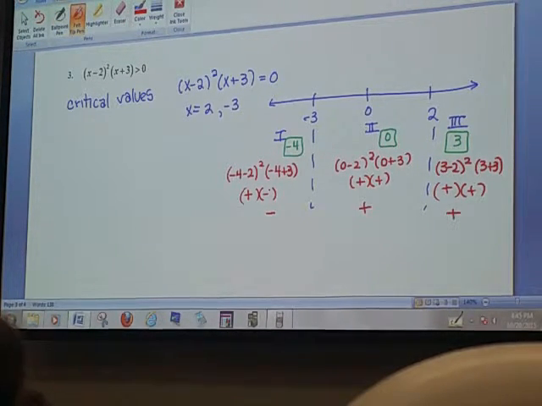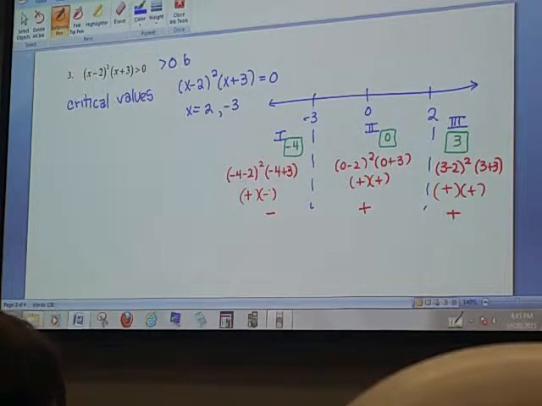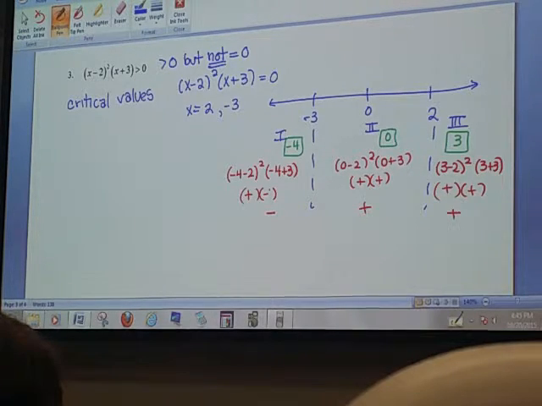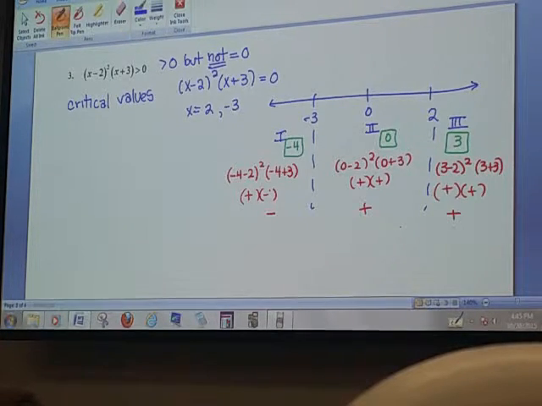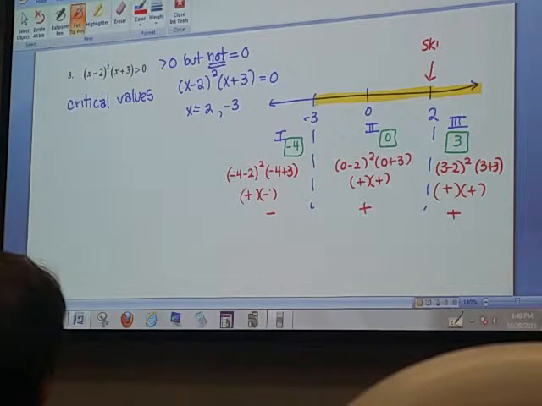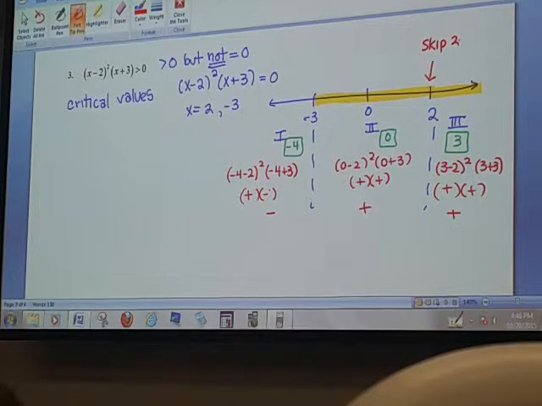My answer is where this thing is greater than 0. Okay? So it is where greater than 0, but it does not equal 0. In other words, there's no equal sign underneath there. So this is where it's greater than 0. So even though it looks like that should be everything here, I have to skip 2, because at 2, it equals 0. It's not positive or negative, it equals 0.